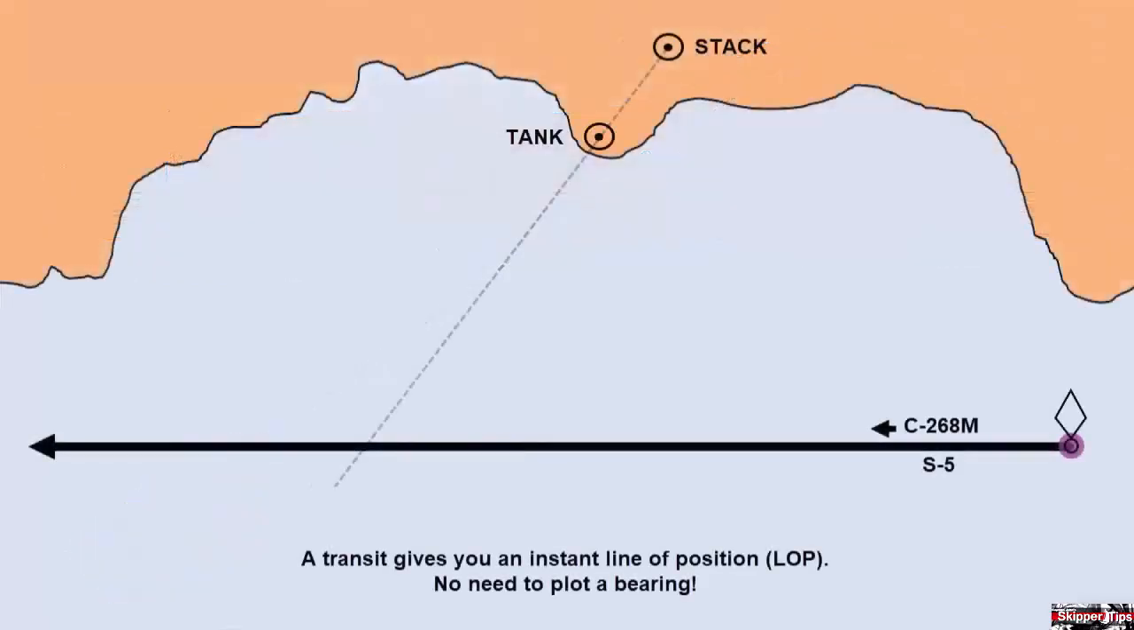Find your position without the need to plot bearings. When 2 charted objects line up, draw a line between those 2 objects and extend it out past your track line. This will show your exact position without the need to use a compass rose or protractor.